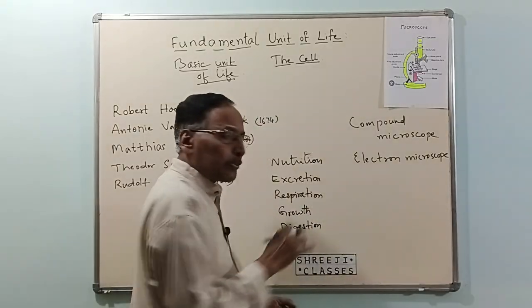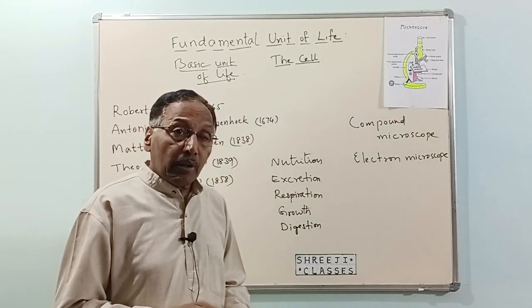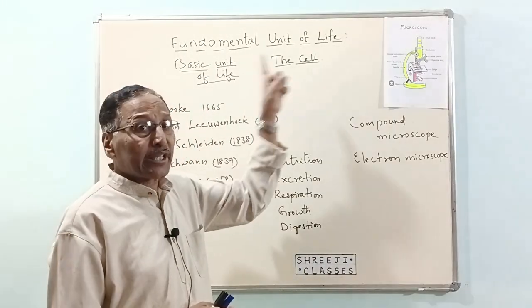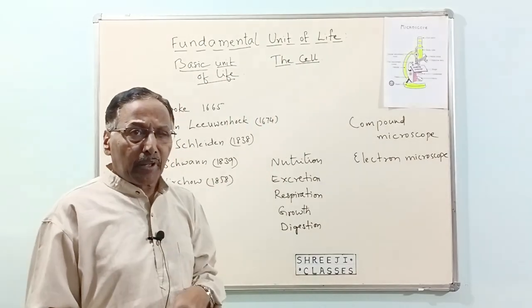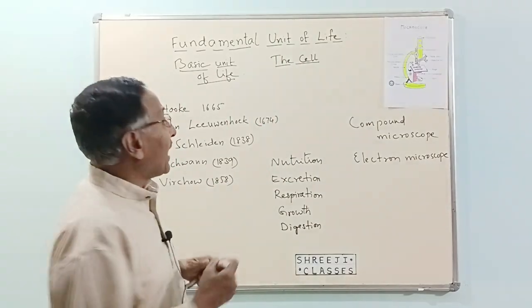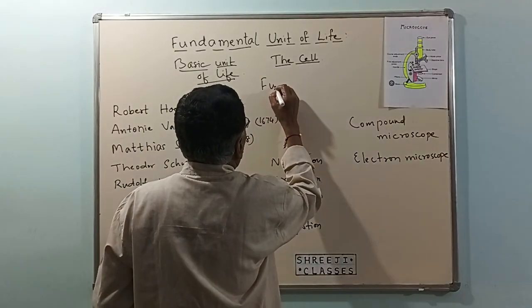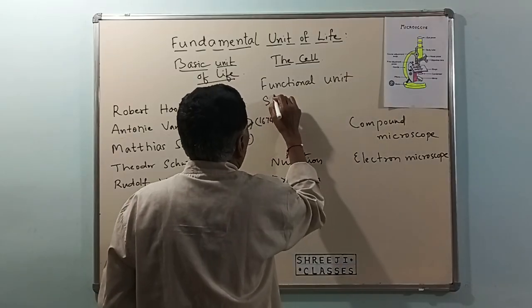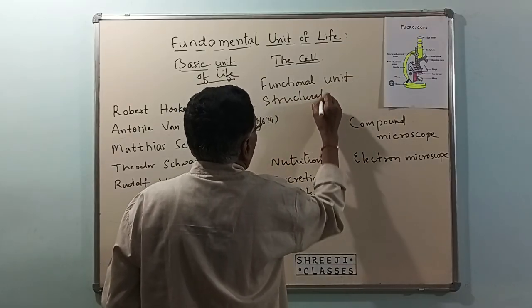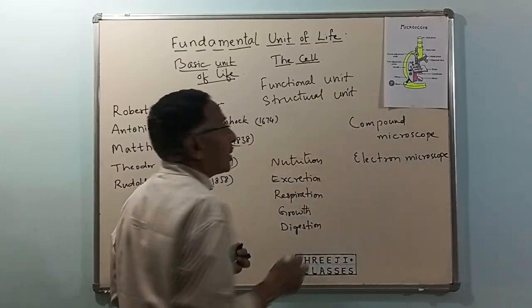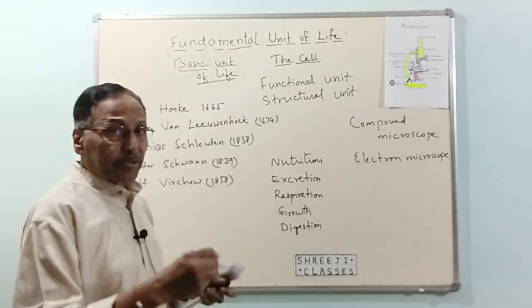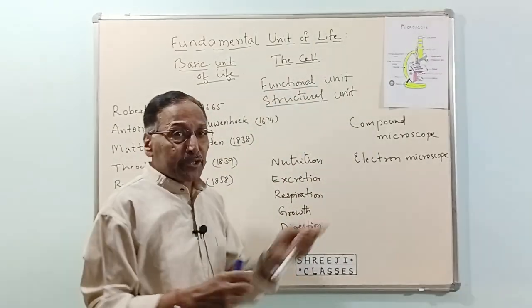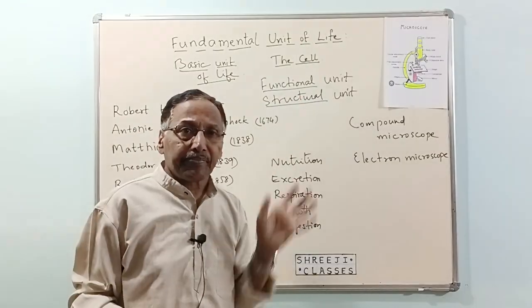Like this, there are so many activities performed by a living organism. All these activities are performed by what we call the cell. Cell forms the basic unit, fundamental unit, and we also call it the functional unit. We also call it the structural unit. Why? Because it does a function. All these functions are done by the cell.